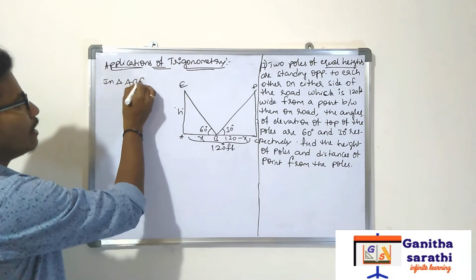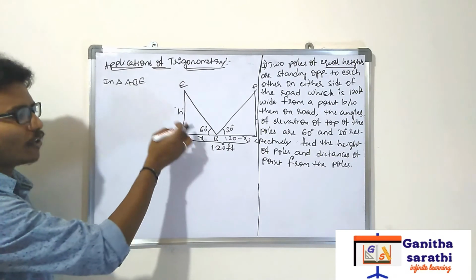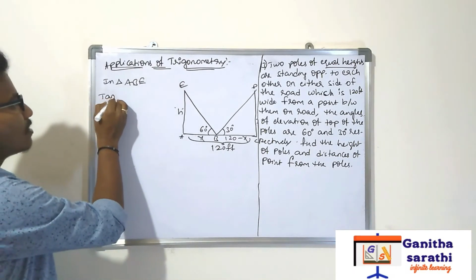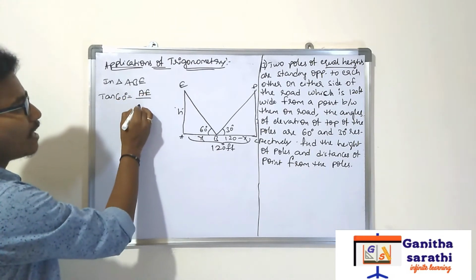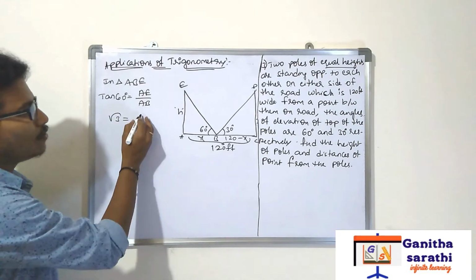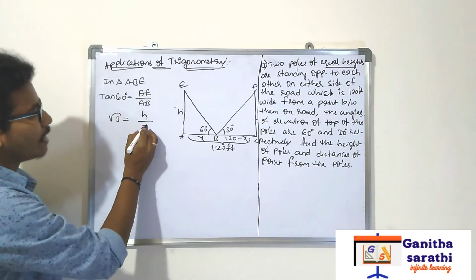In triangle ABE, tan 60. We don't need the hypotenuse, right? The adjacent side and opposite side are there. So we should take trigonometric tan 60 is equal to opposite side AE by adjacent side AB. Tan 60 is root 3, is equal to AE value H by AB value X.